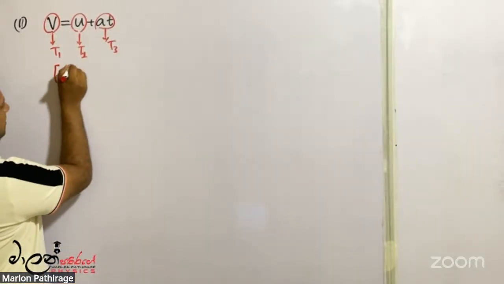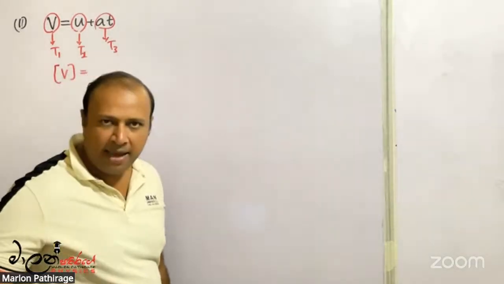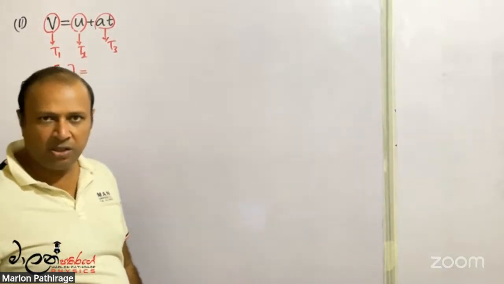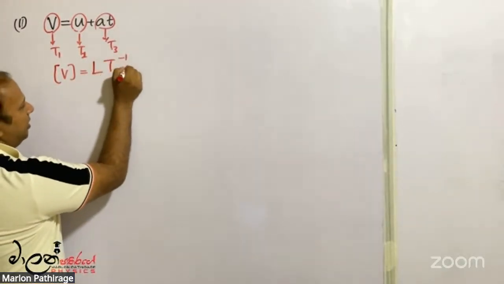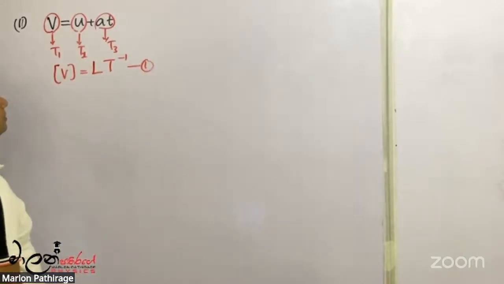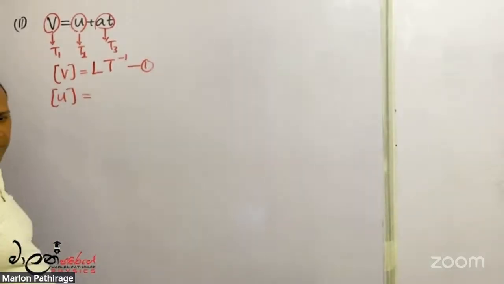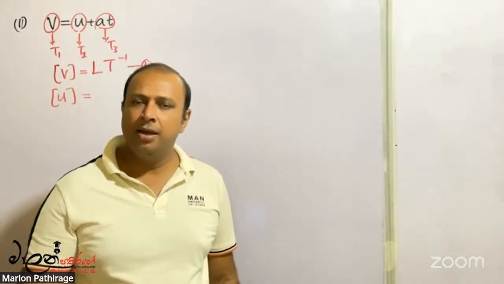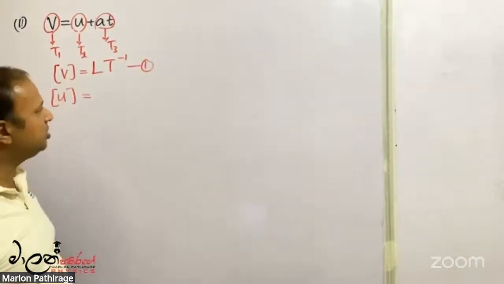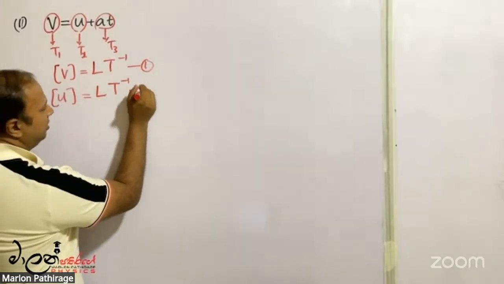The dimension of the first term, V, is that of a velocity. V is given as a velocity. Therefore, the dimension is LT minus 1. The dimension of U: U is also a velocity, as given in the question. Therefore, the dimension of velocity is LT minus 1.